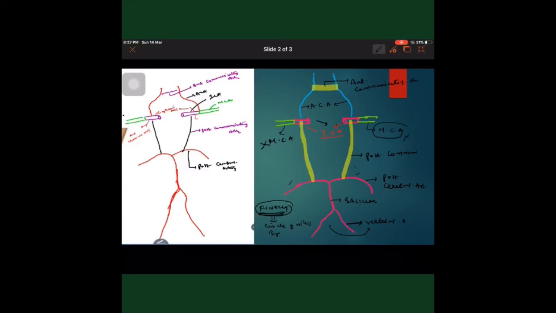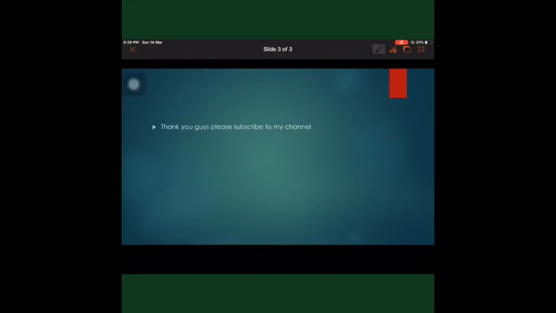Then finally, what is the function of the circle of Willis? What is the use of the circle of Willis in our brain? In the circle of Willis, there are many arteries connecting adjacently. So if one artery is blocked or stenosed, the other arteries will supply blood to the brain tissue. So it will prevent ischemia through collateral circulation. This is the circle of Willis.